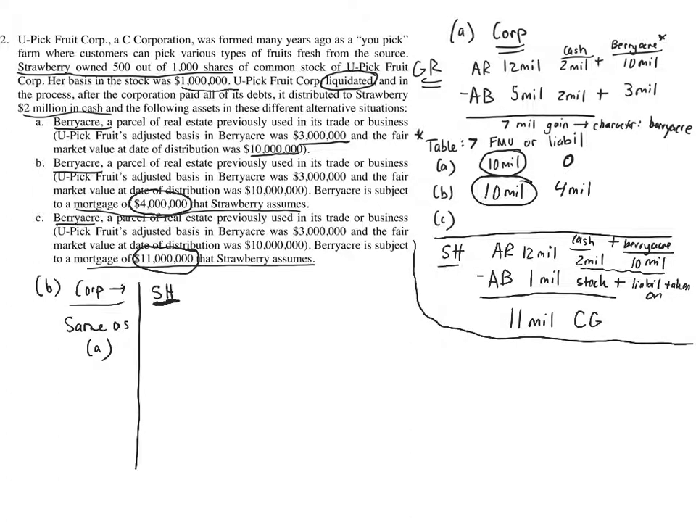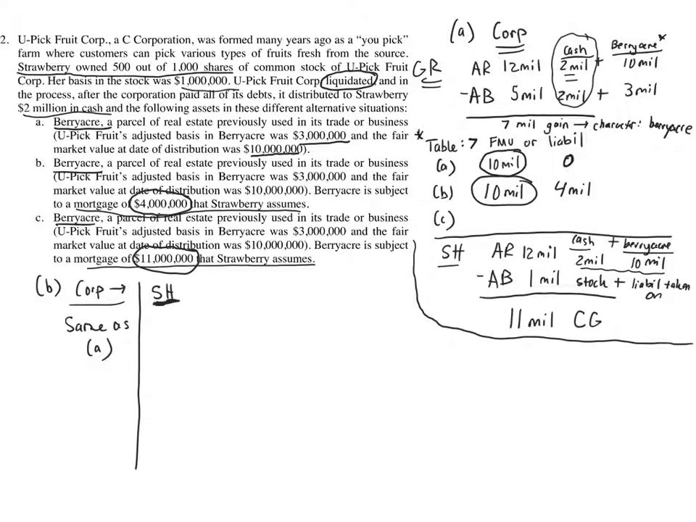So think back to Module 8 when you had distribution. You had to calculate the basis on property going out to the shareholders. If there was any built-in gain, you were taxed on it. You're never going to be taxed on the cash because this is always going to equal. But we still have to put it in the amount realized.